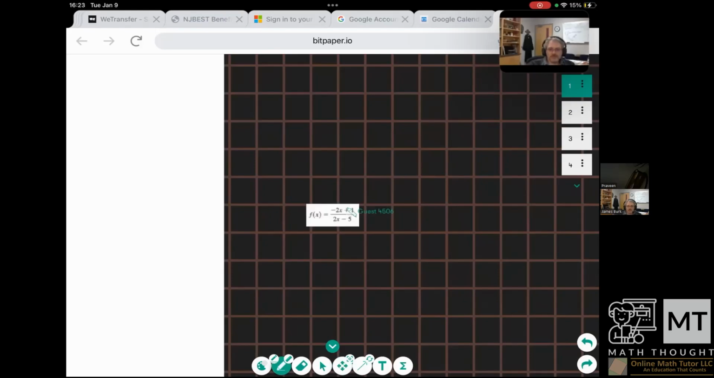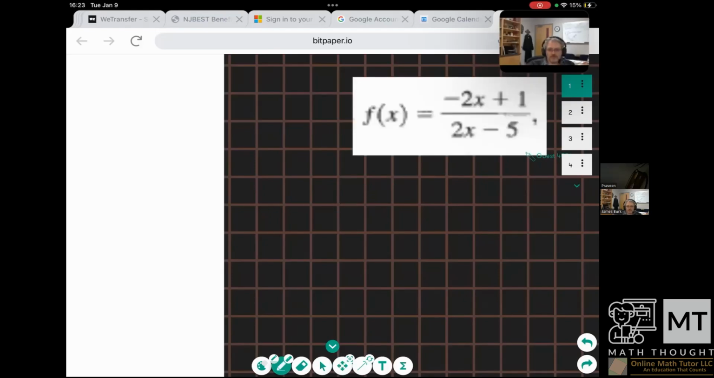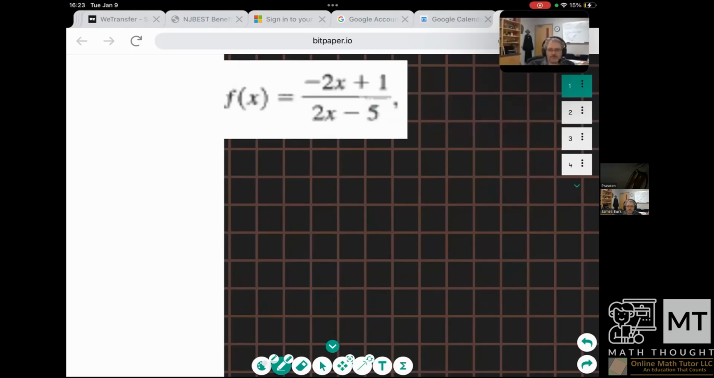Okay, what about this function? Can you identify its domain and range to begin with? I don't know. So what values can you not plug in that's going to cause an issue? Well, I know in the denominator it can't be 5 halves. So x can't be 5 halves. That's it. As long as you're clear of that 5 halves, you're in good shape. So that's your domain. That's it? That's it. Just make sure you don't divide by 0.